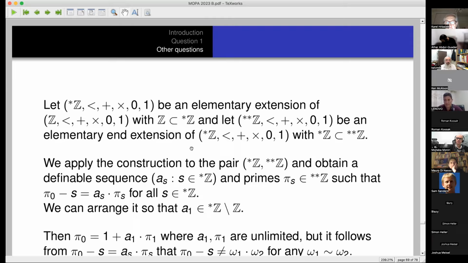Right. Sure. In this case it is true, because Z star is an elementary extension of Z. Z satisfies Dixon's conjecture, so Z star does, and then therefore Z double star also does. So, in order for the argument to work, you need Z star and Z double star, where Z double star is an elementary extension of Z star, and Z star satisfies Dixon's conjecture. Right.